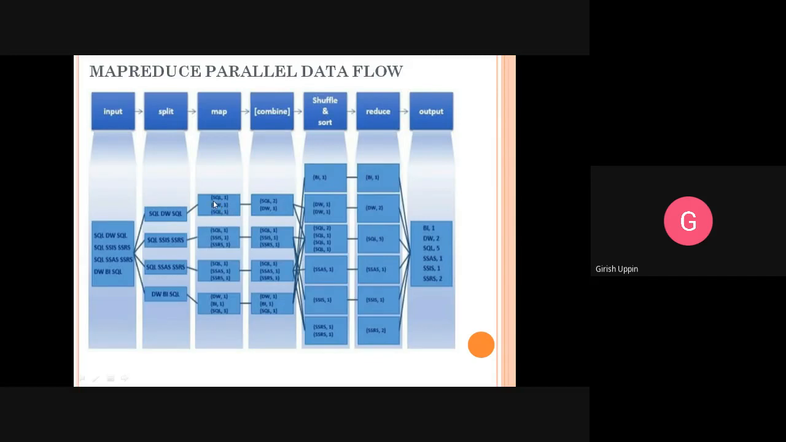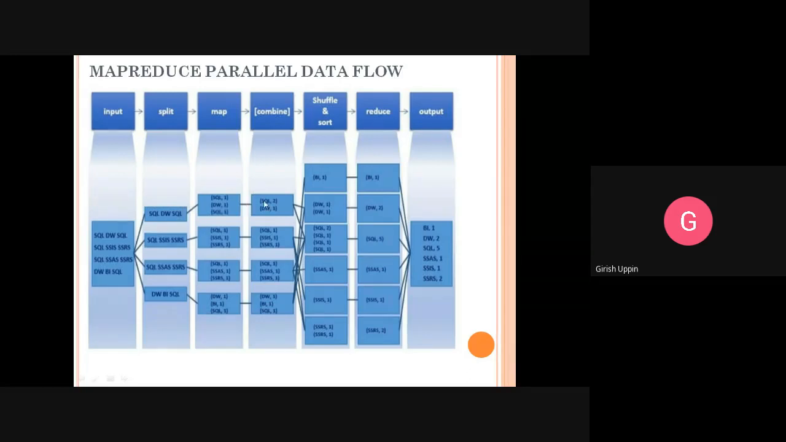For example, you can see SQL comma 1, DW comma 1, SQL comma 1. Similarly, this one: SQL comma 1, SSIS comma 1, SSRS comma 1. Here, if we choose to have a combiner, you can see this is optional. It is in the square bracket. You need not have a combiner. Directly we can have the shuffle stage.